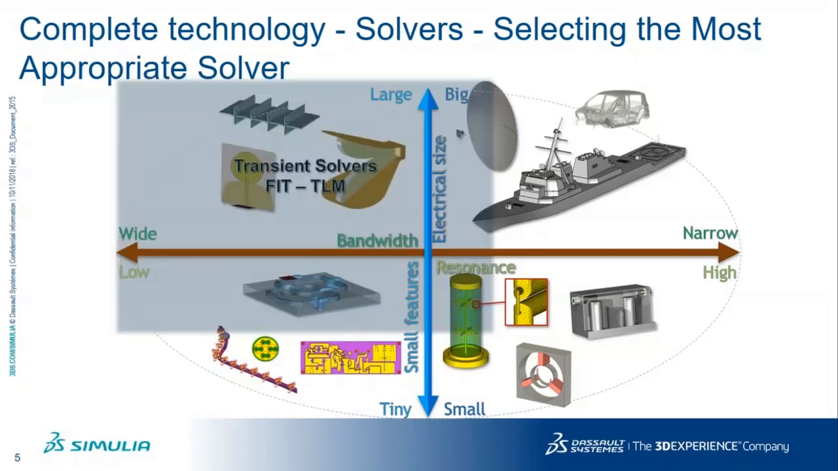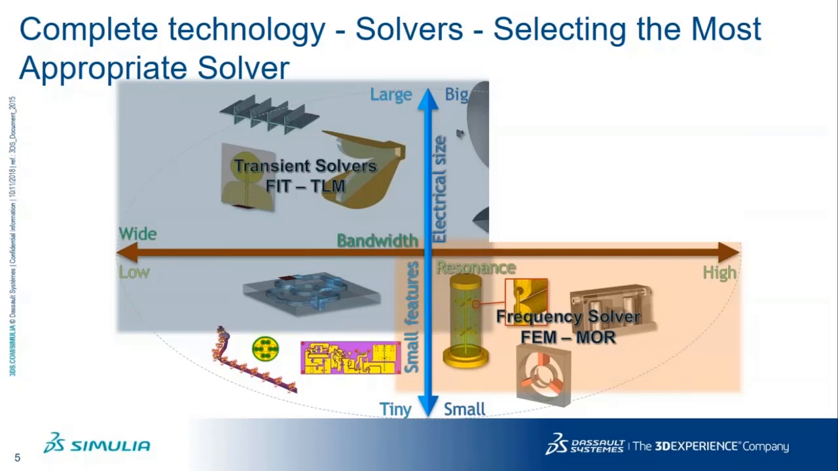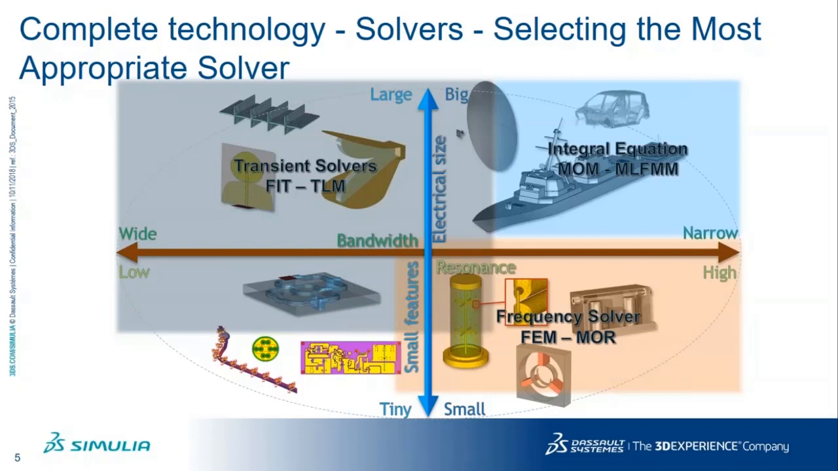So we take the transient solvers, and CST has 2 best-in-class transient solvers, so that can be very useful for medium to wide band, medium to large electrical size. We take the frequency domain solver that can be used for medium to small electrical size and also highly resonant structures. It's often beneficial. The integral equation, MOM method, can be used for larger applications, and for very large applications you can use the asymptotic solver.